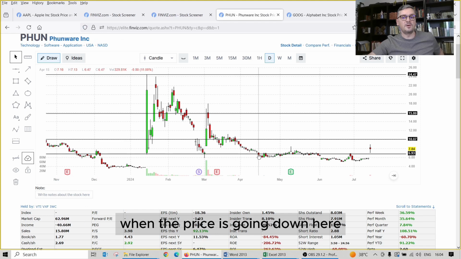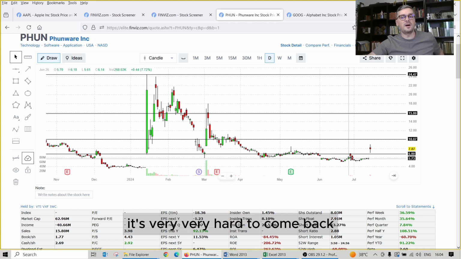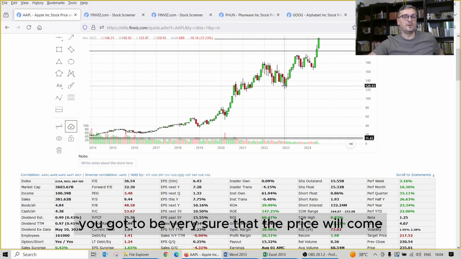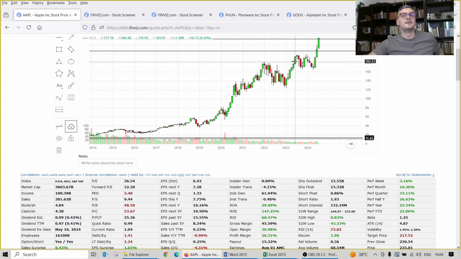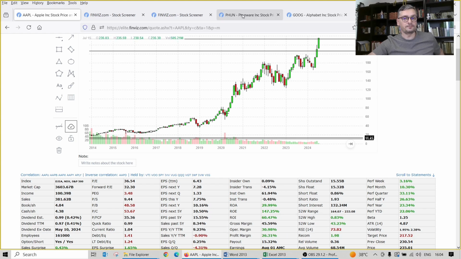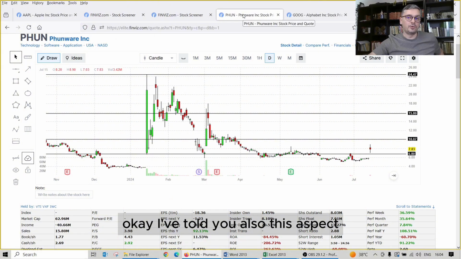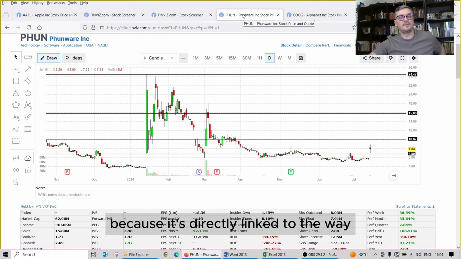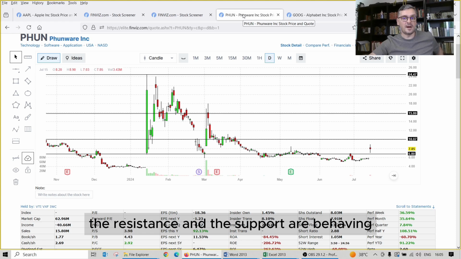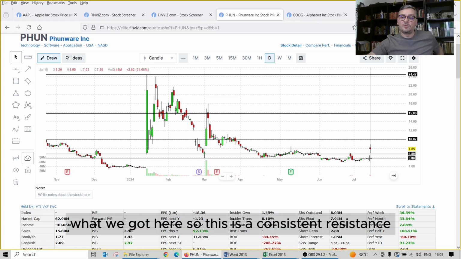When the price is going down here, it's very, very hard to come back. But when the price is going down here, you've got to be very sure that the price will come back very fast to the level it was at least 1 year prior. I've told you also these aspects because it's directly linked to the way the resistance and the support are behaving. What have we got here?